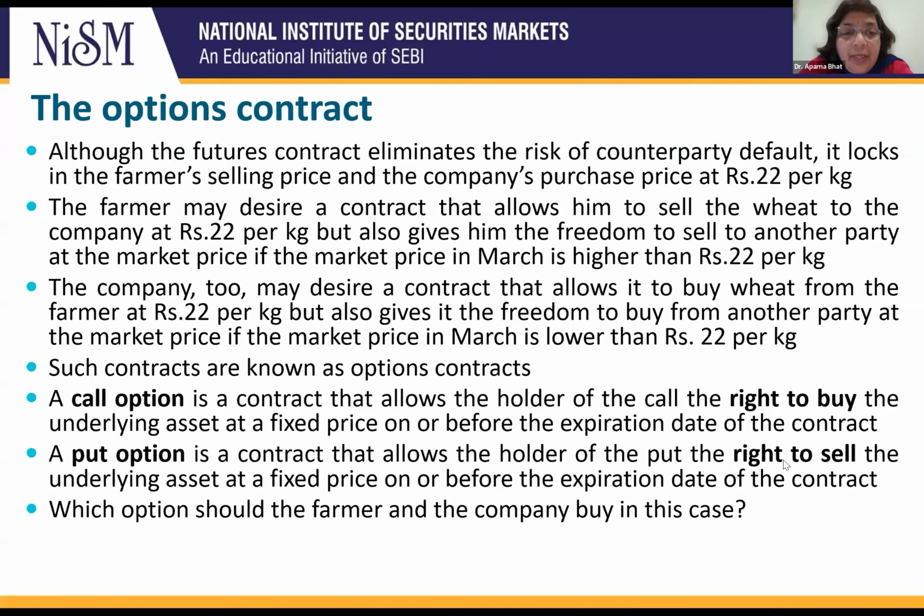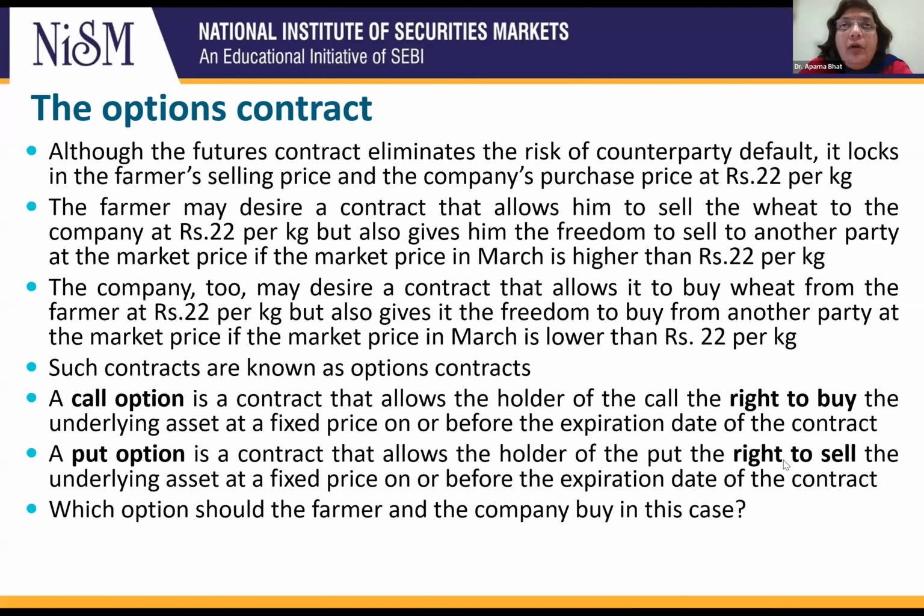So the farmer may desire a contract that allows him to sell the wheat to the company at 22 rupees, but also gives him the freedom to sell to another party at the market price if the market price happens to be higher than 22. And similarly, the company may also want a contract that allows it to buy wheat from the farmer at 22, but also gives it the freedom to buy from another party at the market price if the market price happens to be lower than 22.